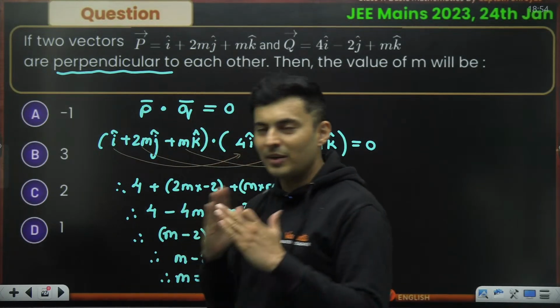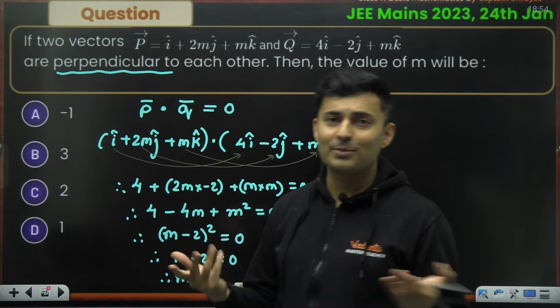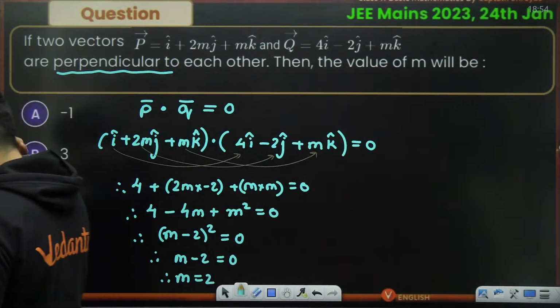Perpendicularity test. Whenever two vectors are perpendicular, the dot product is 0. If the dot product is 0, the vectors are perpendicular. Perfect.